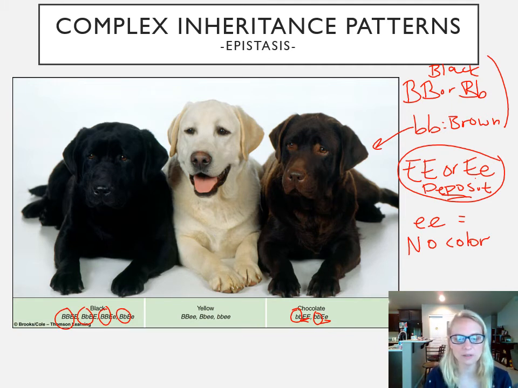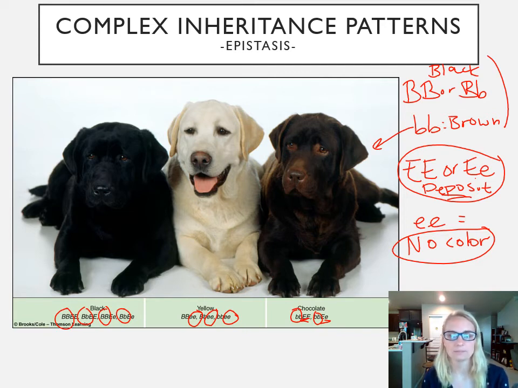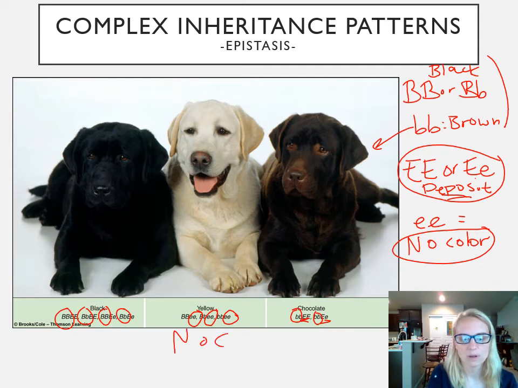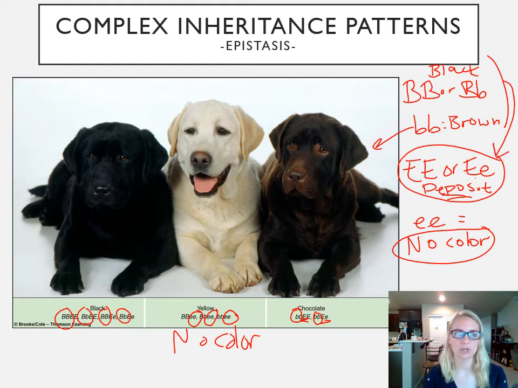Now let's take a look at the yellow lab. What's going on here? It's yellow because if you look at the E gene, there's no color. It does not matter whether it's homozygous dominant or heterozygous for the brown or the black color. Homozygous dominant and heterozygous is black, homozygous recessive is brown. It doesn't matter, no color. And that's how you get the yellow lab. So that's epistasis, because the expression of color is dependent on the expression of this E gene, whether the color is going to be deposited or not.